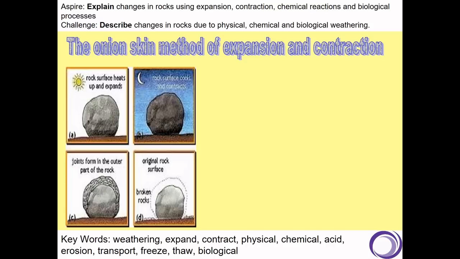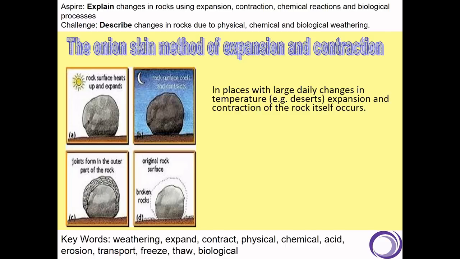So the next method we need to consider is the onion skin method, which also involves expansion and contraction, but this time it's actually of the rock itself. If you look at the first picture, you can see there an example of a rock being heated up by the sun and the actual surface of it expanding. So this kind of method usually takes place in places where there are large daily changes in temperature, such as deserts, where the temperatures can range from 40, 50, even 60 degrees during the day down to 0 or below freezing, in fact, at night.